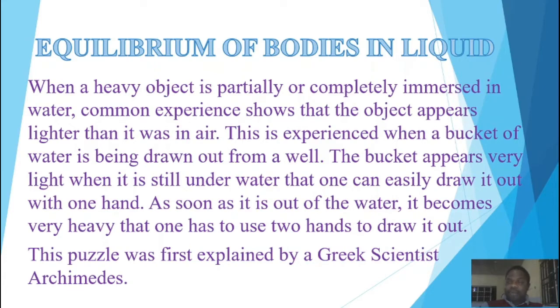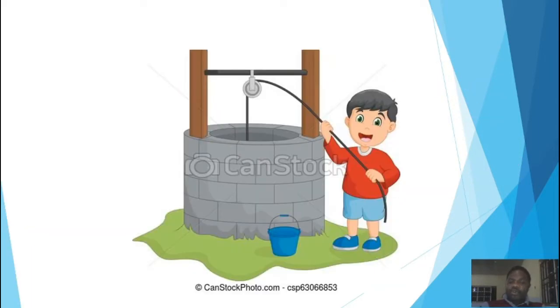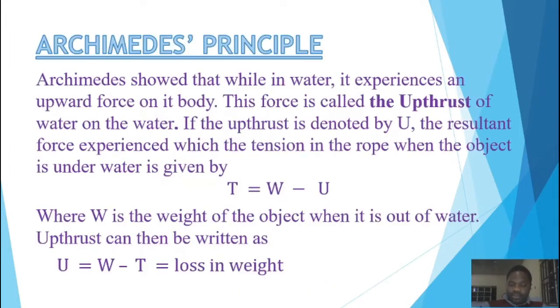And this is a puzzle. This puzzle was first explained by a Greek scientist, Archimedes. You look at this man drawing water from a well. Because the bucket is still in the water, he could draw it very easily without any effort. Now we look at the Archimedes principle.